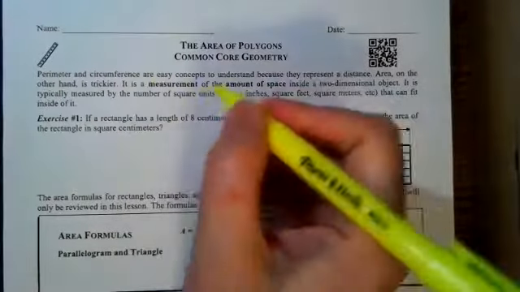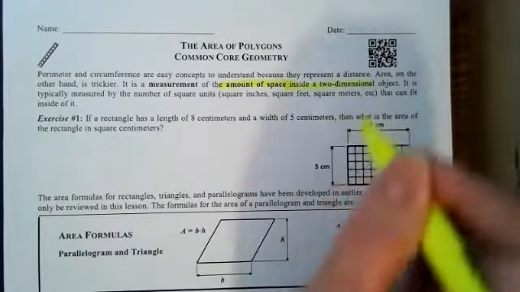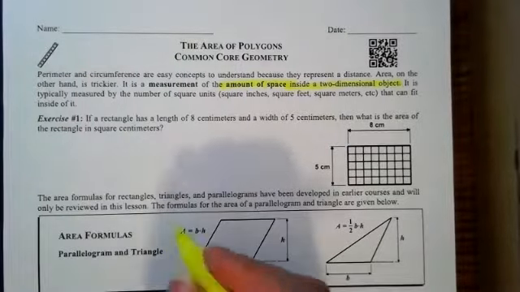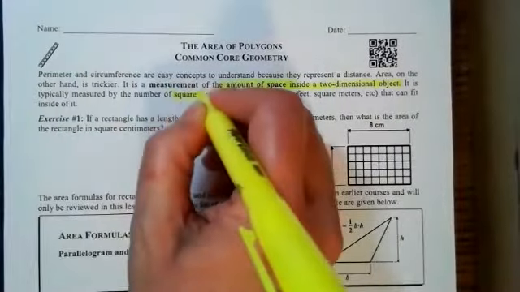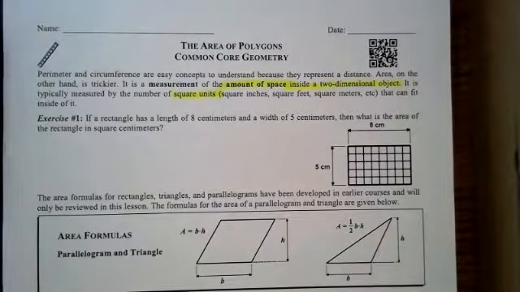It is the measurement of the amount of space that's inside a two-dimensional object. Now, perimeter is the distance around the space. Now we're going inside the space. And your units are going to be square units. How many square inches, square feet, or square meters, that kind of thing, can you fit inside of the object?